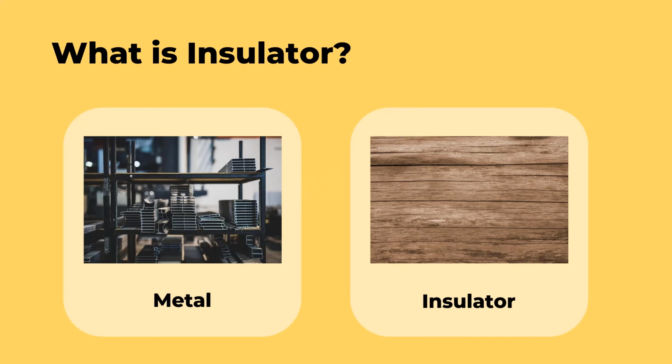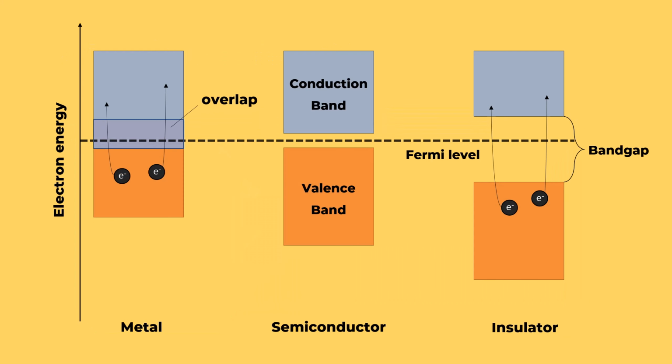Okay, now, what is an insulator? Basically, we know that insulators are nonmetals, which are non-conducting materials. But it is not an accurate definition. Let me bring the concept of band gap.